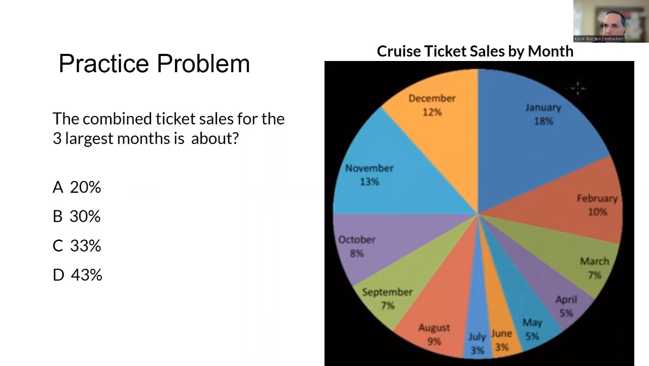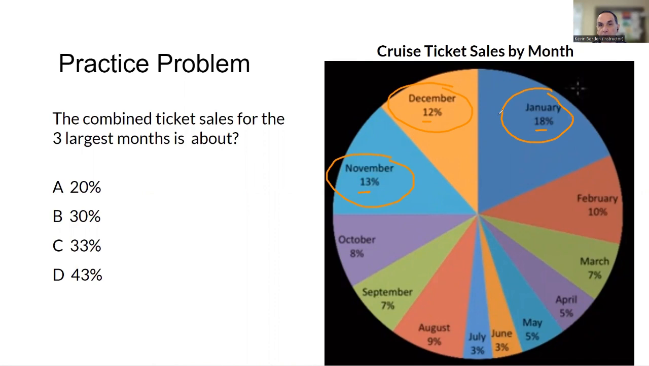All right, we want to do 2 things here. We want to visually find the 3 largest months. It seems pretty clear that January is one of them. It looks like December is one of them, and November is one of them. But I would also check the numbers. You can see 18%, 12%, and 13%. Do we have any other numbers that are that big? No, it doesn't look like it. The next biggest number would be 10. So it seems like we've found the 3 biggest ones.